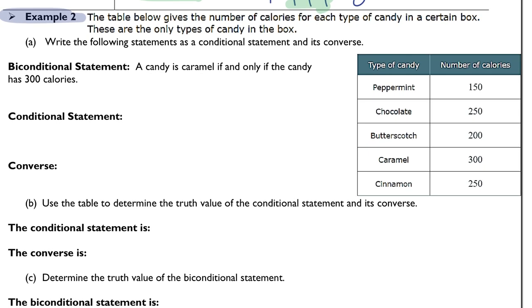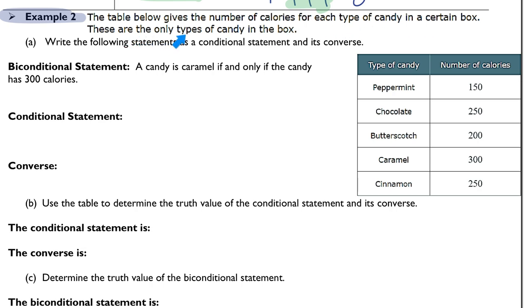And that is something you'll see throughout all of math because as you go further, it is used quite often. So let's do an example here. The table below gives the number of calories for each type of candy in a certain box.